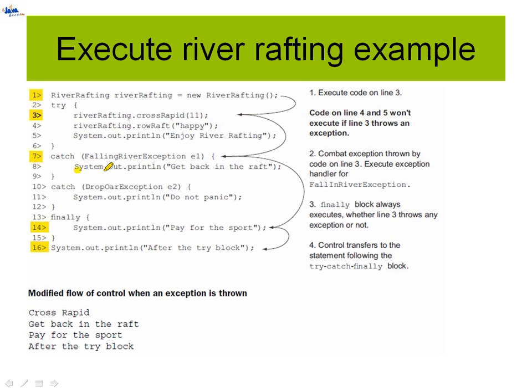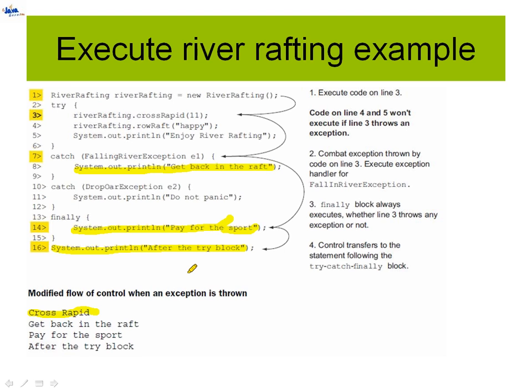It will print this line, and then again the control will come to the finally block, and it will print this line. And at the end, it prints this line. Oh yes, the method cross rapid has a println statement, so that would print this line. So this is how the flow of control gets modified if a method throws an exception.